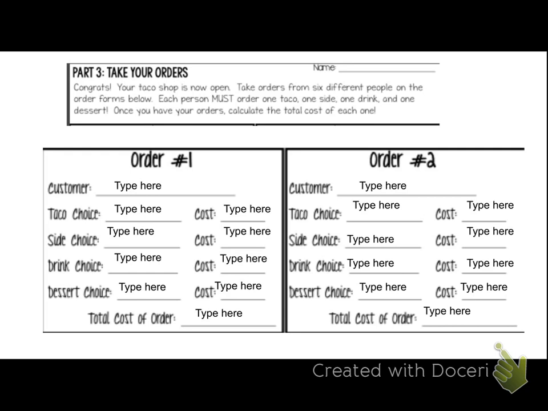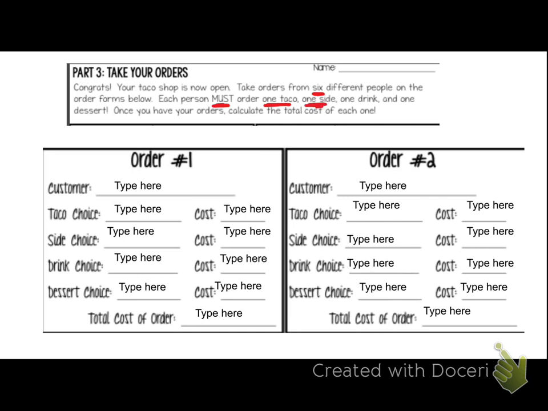So it says, congrats, your taco shop is now open. We're going to take orders from six different people, no more, no less, on the order forms below. There are some on this slide and then some on another. Each person must order one taco, and as we said, it may not be a taco. You may have burritos or something that's under your taco menu portion. It may be a quesadilla. It depends on what you did.